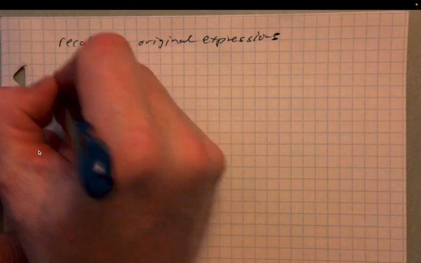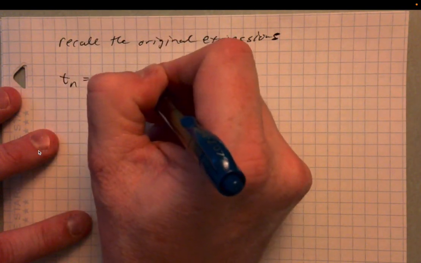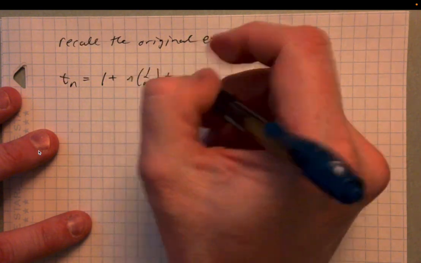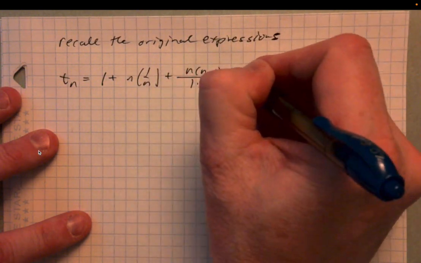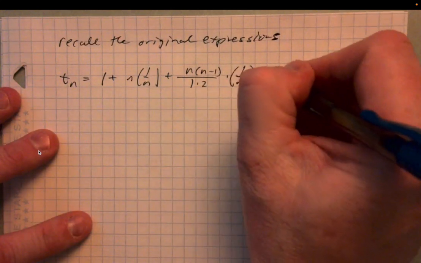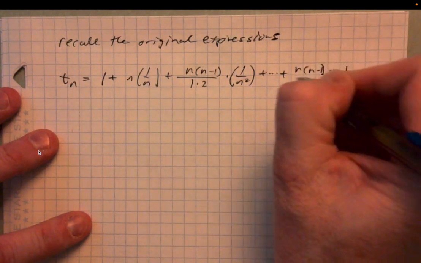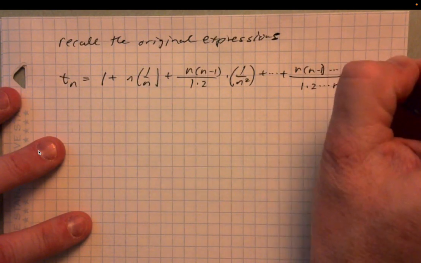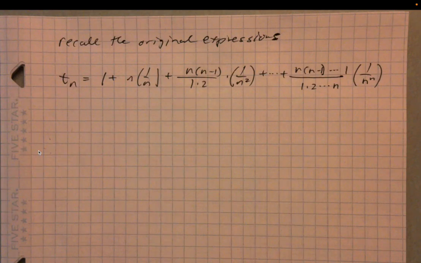Okay, what did it say? It said t sub n is equal to 1 plus n times 1 over n plus n minus 1 over 1 times 2 times 1 over n squared. Right, this is the binomial expansion, plus dot dot dot plus n times n minus 1 dot dot dot all the way to 1, and then 1 times 2 dot dot dot up to n, and this would be 1 over n to the n. Okay.